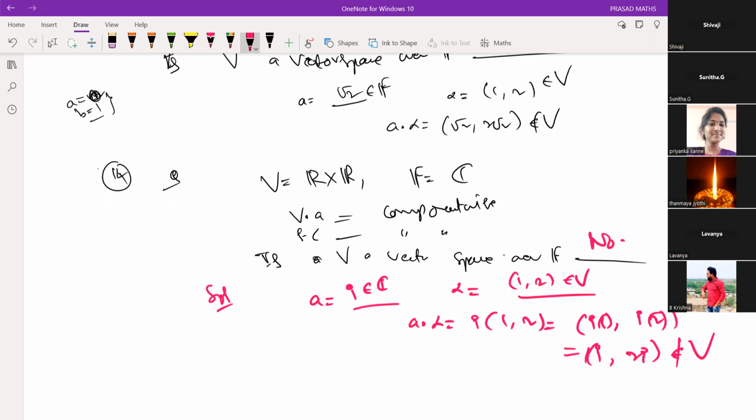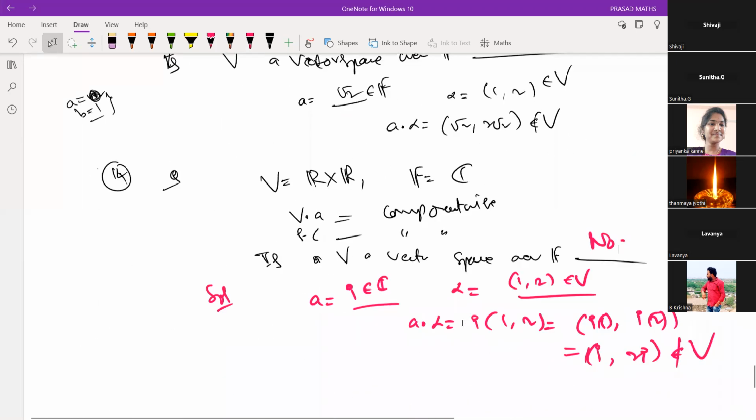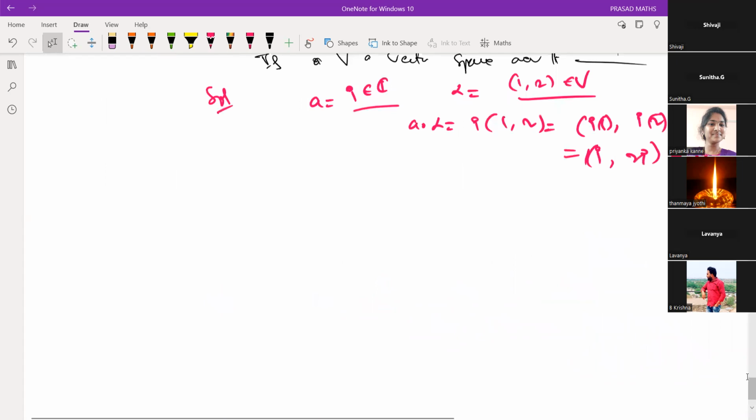So I think you understand what a vector space is. It depends upon the operations: the vector addition operation and the scalar multiplication. And even though they are in the right order, it depends upon the field also. Whatever field you are choosing, that is very, very important. So this is about R2.